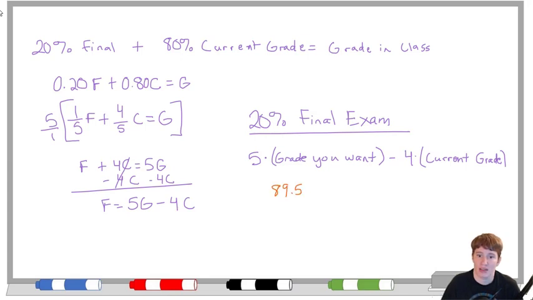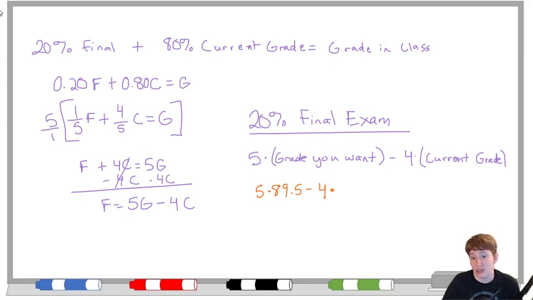If all we want is an A in general, we don't care if it's an A minus or an A plus, we just want that letter that starts with an A as opposed to a B, then we could put in 89.5. That's the lowest possible grade that rounds up to an A. And then from there, we just need to think about our current grade.